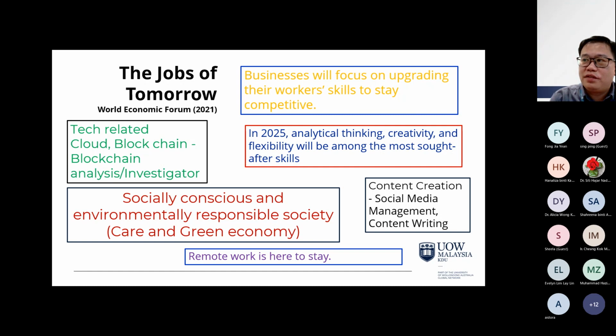Third, 2025: analytical thinking, creativity, and flexibility are among the most sought-after skills. I want to highlight this thing called flexibility. Taking accounts, you may be an ACCA student, but you need to know marketing also. Gone are the days of the accountant sitting behind the desk. Now, the accountant must go and see clients also. Everything is about finance, about money, about this and that.